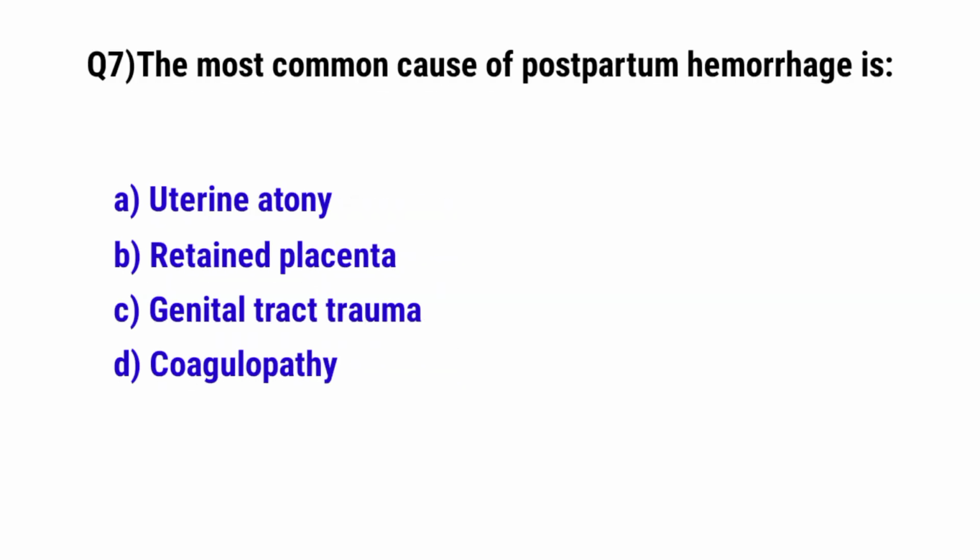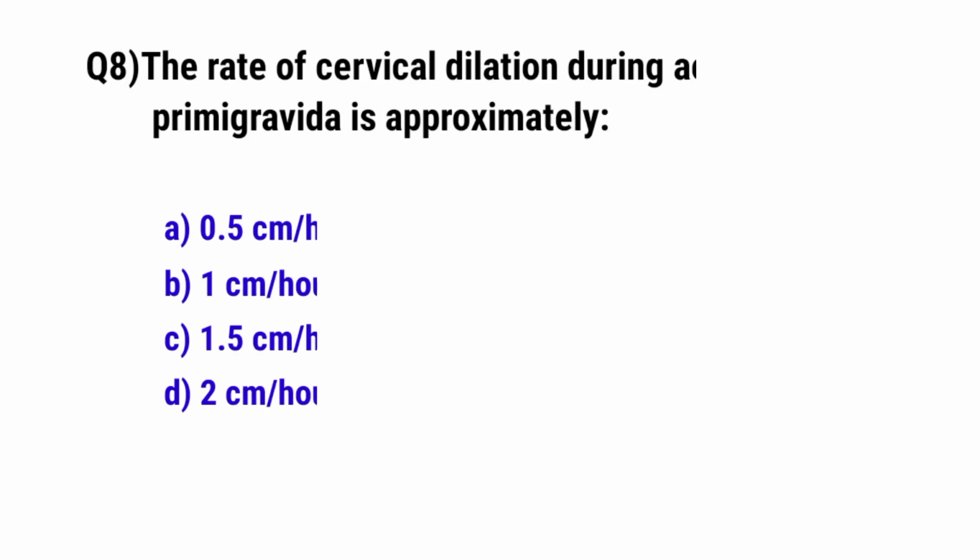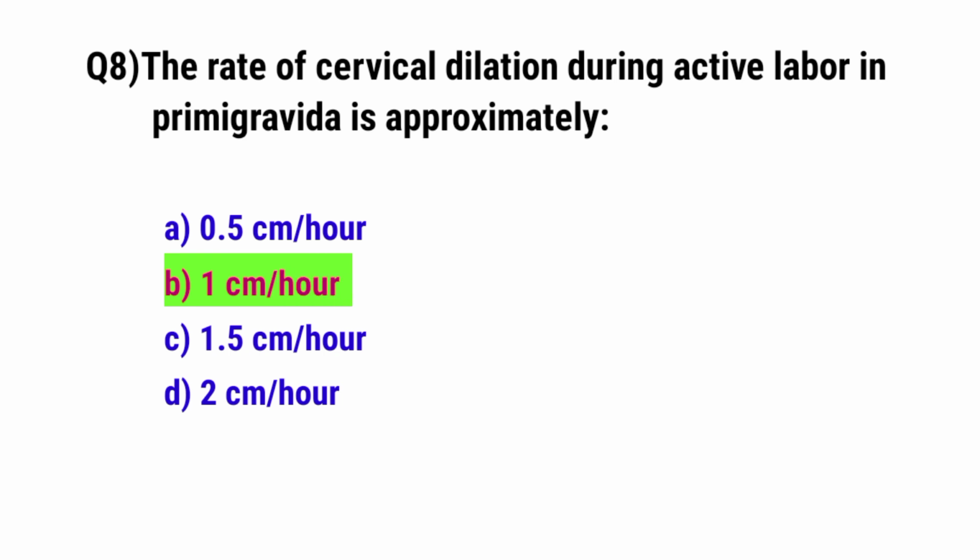Question number 7. The most common cause of postpartum hemorrhage is? The correct option is A. Uterine atony. Question number 8. The rate of cervical dilation during active labor in Firmigravida is approximately? The correct option is B. 1 centimeter per hour.